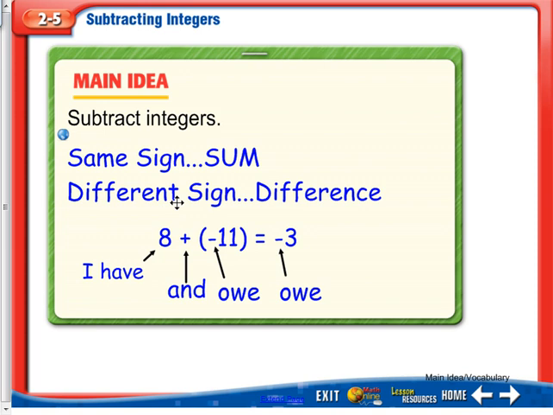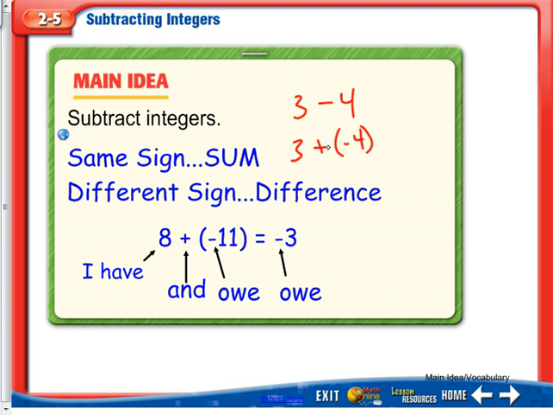Okay. So notice here, if we do the same sign, we'll just find the sum. Again, different sign, we find the difference of the absolute values. So if we have 3 minus 4, let's change that to 3 plus negative 4. Why do we want to do that?